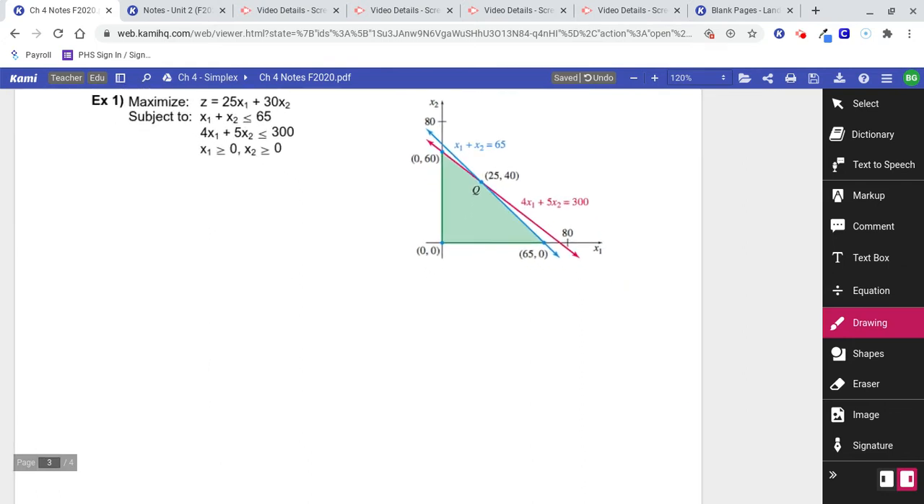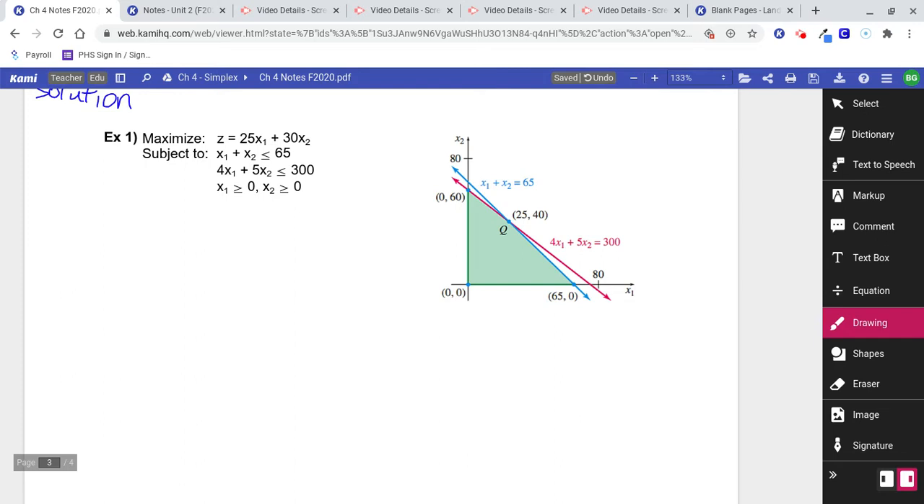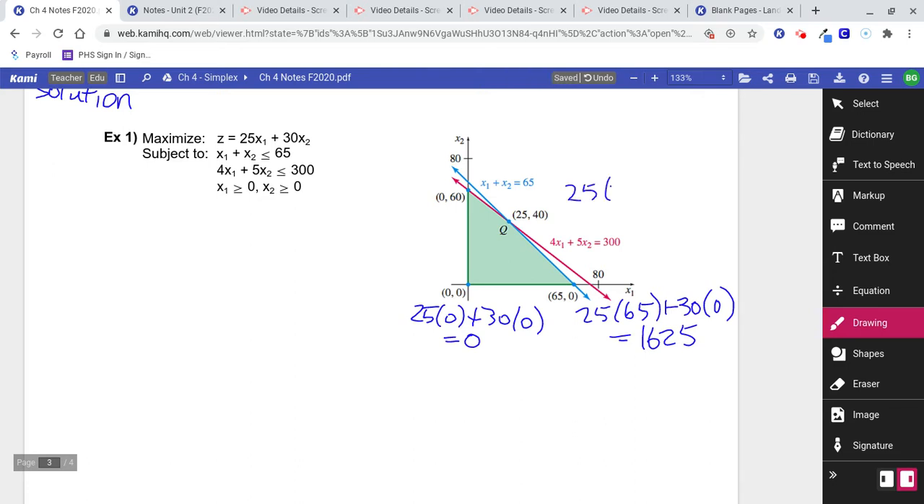So let's look at example 1. It looks an awful lot like something we've done. In fact, I graphed it from last chapter. I'm going to show you simplex, but I wanted to remind you of what happens when we graph. If you can graph this and do the method of corners, you just plug in the corners. At 0, 0, 25 times 0 plus 30 times 0 equals 0. 25 times 65 plus 30 times 0 is 1625. 25 times 25 plus 30 times 40 was 1825. And at the top, 25 times 0 plus 30 times 60 equaled 1800.